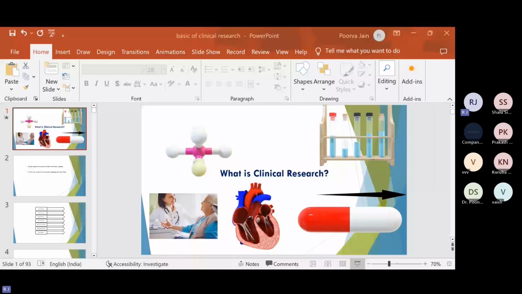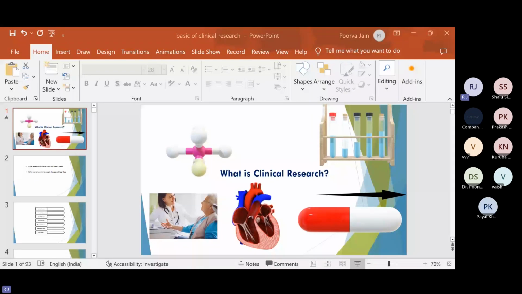In this class, we are going to learn about a few concepts in the clinical research area. Before we start with some specific terms in clinical research, first we'll try to learn what clinical research is in reality. Okay. So there are many definitions of clinical research.